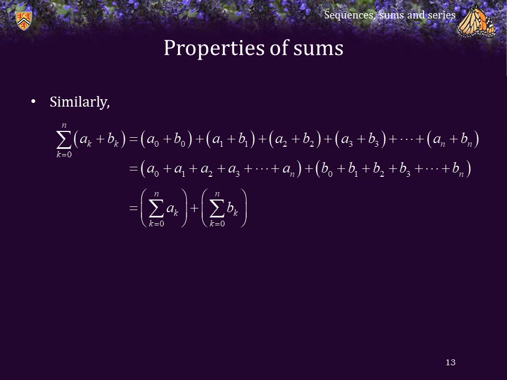All right, so where might we use this? Well, suppose we had the sum k going from 0 to n of 1 plus k. Well, that's just equal to the sum of 1, k going from 0 to n, plus the sum of k going from 0 to n, which is just going to be n plus 1 plus n times n plus 1 over 2.